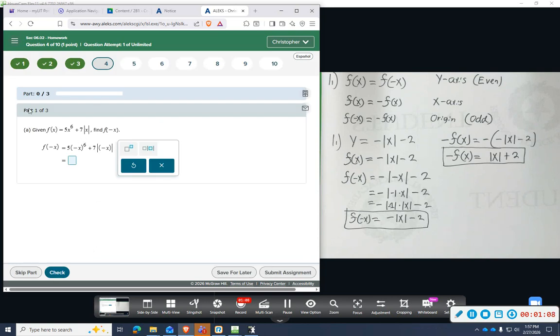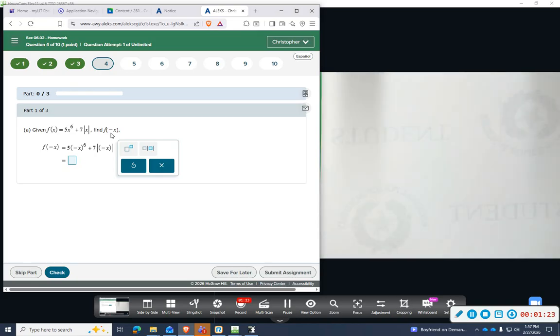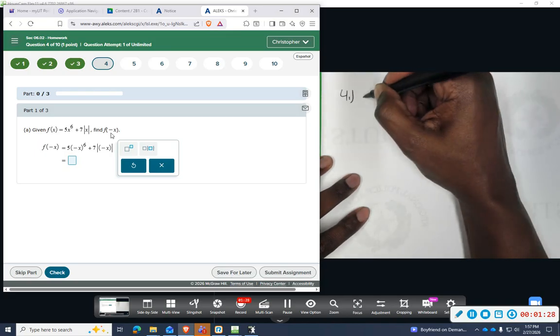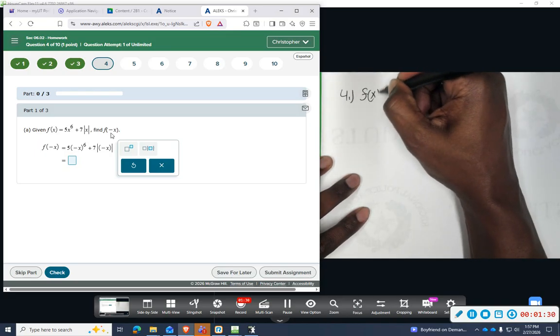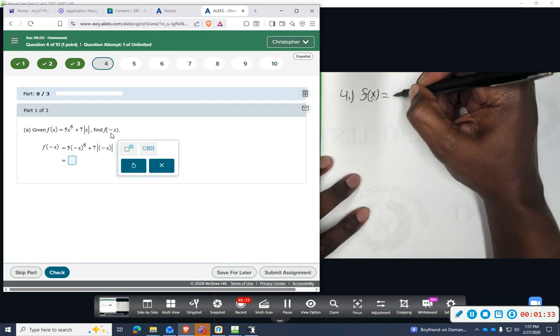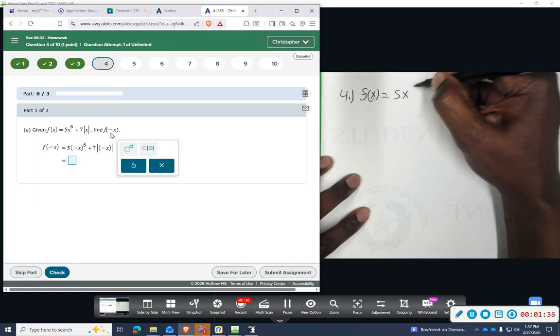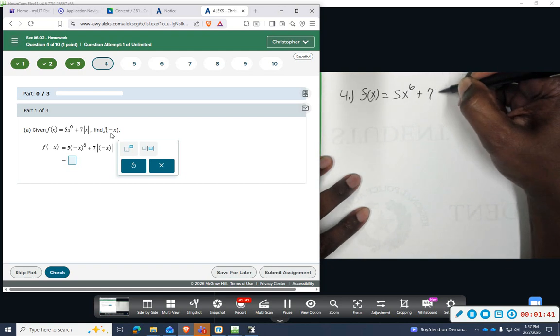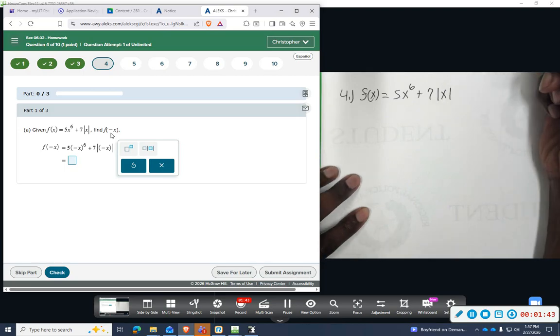And then number 4, we're given f of x is equal to 5x to the 6th plus 7 times the absolute value of x, and it wants us to find f of negative x. Okay. So f of x, the original, is equal to 5x to the 6th plus 7 times the absolute value of x.